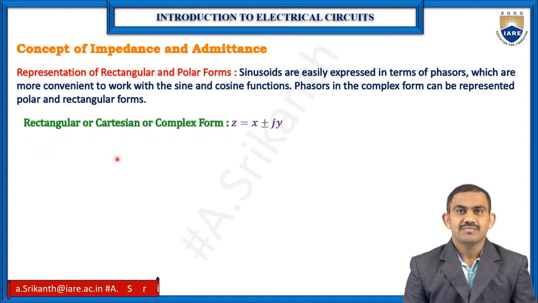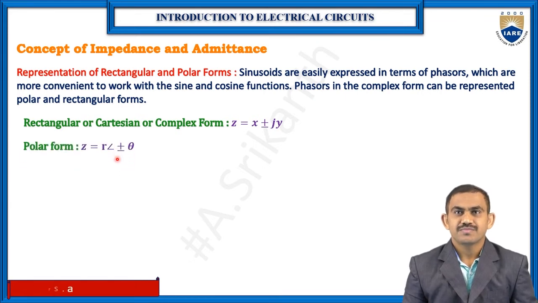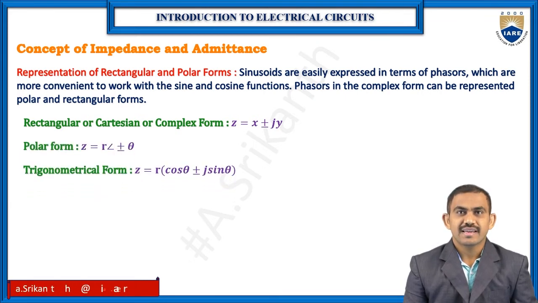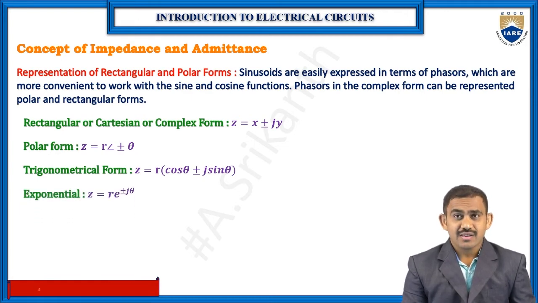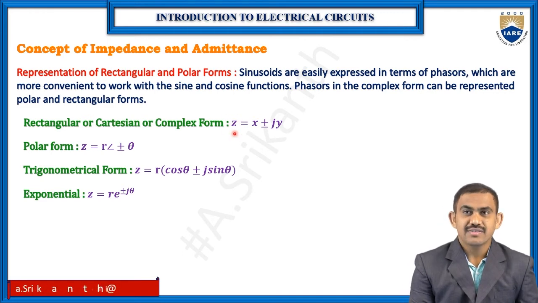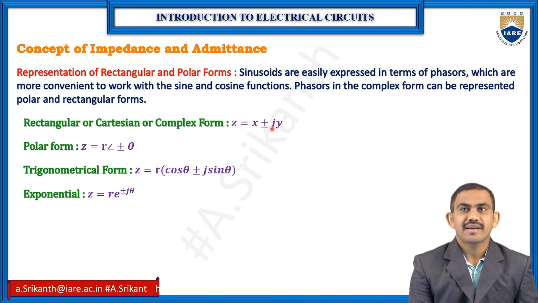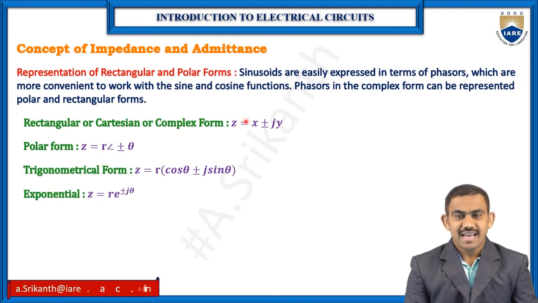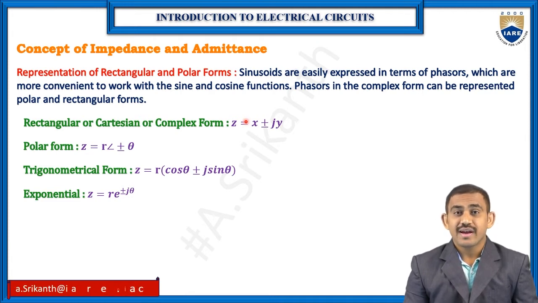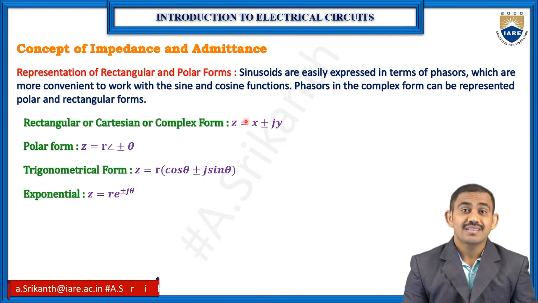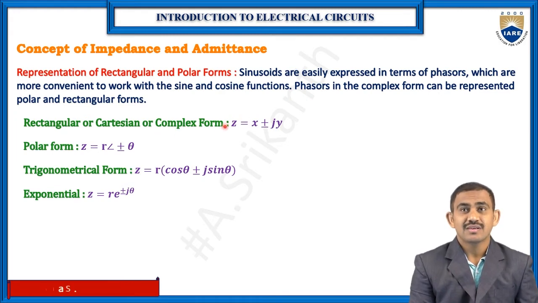So this is my rectangular form, and this is my polar form, and this is my trigonometry form, and this is my exponential form. Now for the rectangular form, just observe, this is your impedance and this is your X plus or minus jY. Y is the imaginary value and X is your real value. From the triangle, if you know the X and Y values, you can find out the R value and you can find out the theta value. So this is your rectangular form or complex form.